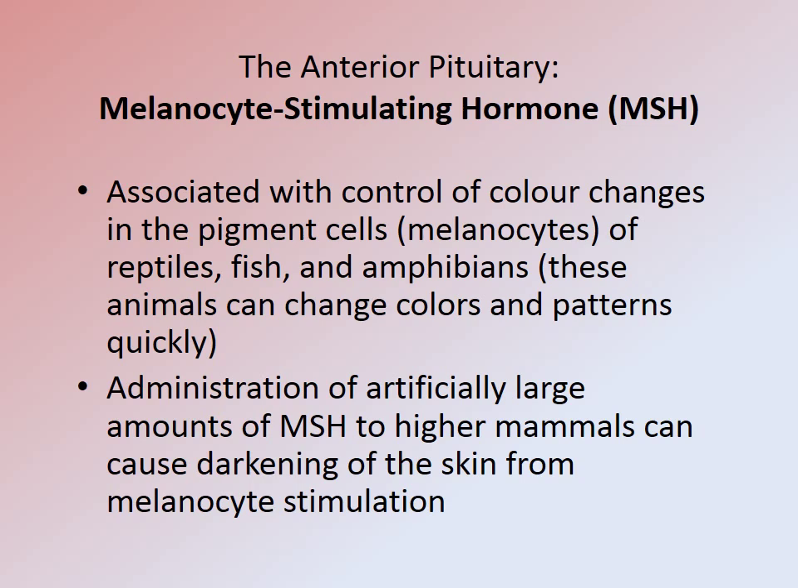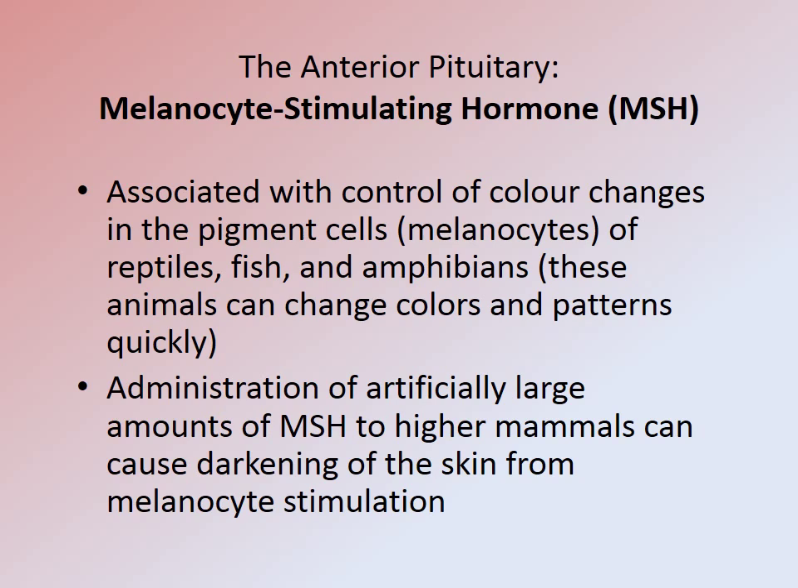Melanocyte-stimulating hormone. This one is the last hormone that we're going to talk about with the anterior pituitary gland. It's associated with the color change in the pigment cells, the melanocytes, of the reptiles, fish, and amphibians. So these animals can change colors and patterns quickly, and it's thanks to the melanocytes, the pigment cells within their skin, and it's all controlled by a melanocyte-stimulating hormone from the anterior pituitary.